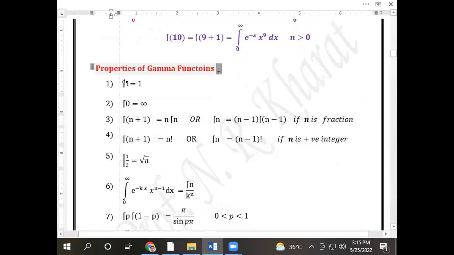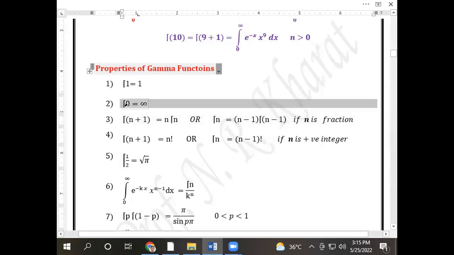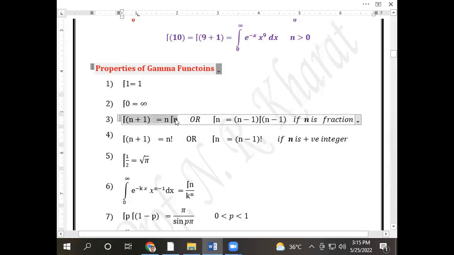The first property: gamma of 1 is equal to 1. It means it is 0 factorial, which is equal to 1. We will see the next property. Gamma of 0 is equal to infinity. We don't know the value of minus 1 factorial. And a very, very important rule to find the value of gamma of n plus 1: gamma of n plus 1 is equal to n times gamma of n. It means we just subtract 1 from n plus 1, we get n, and this n is multiplied by gamma of n.